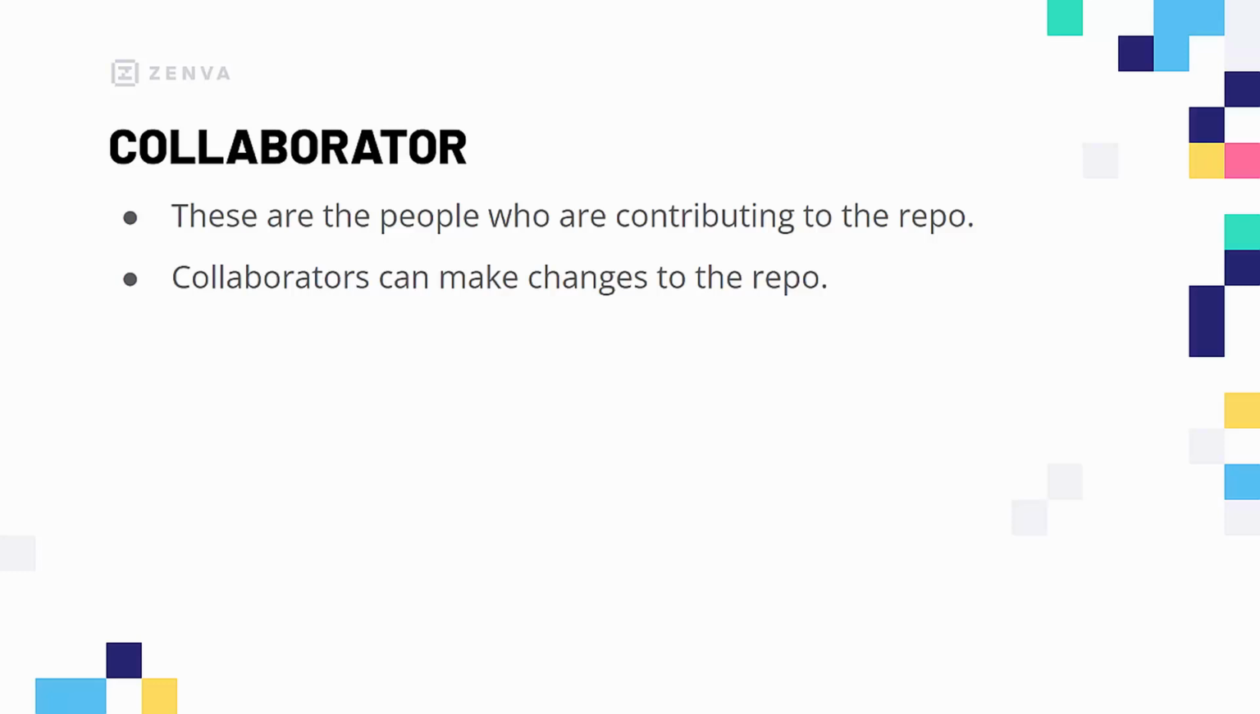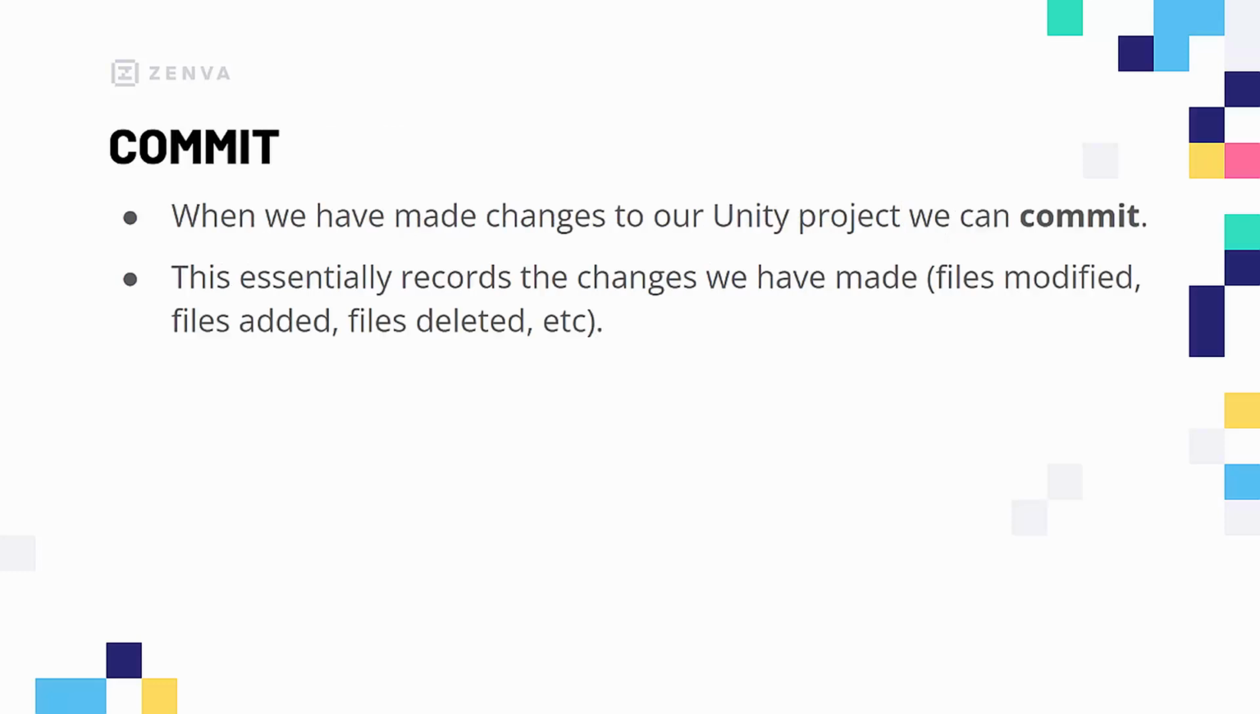Now, a collaborator, these are the people who are contributing to the repository or the repo, okay? So if you have a small team of 3 people, each of those would be collaborators, and they would all be able to contribute and access the repo, okay? The next thing we need to look at is commit.